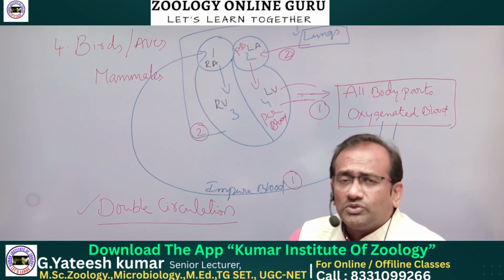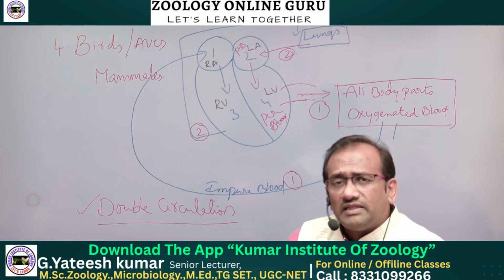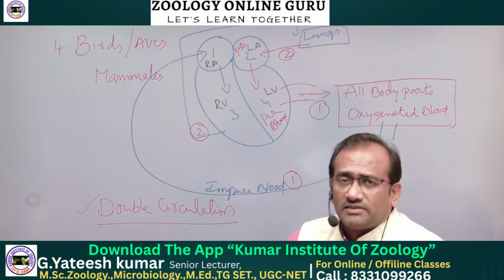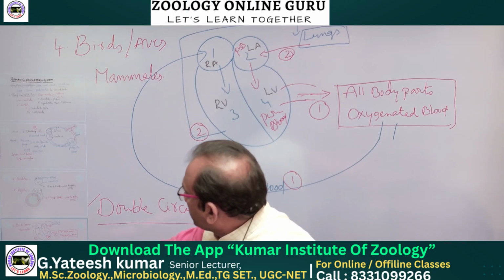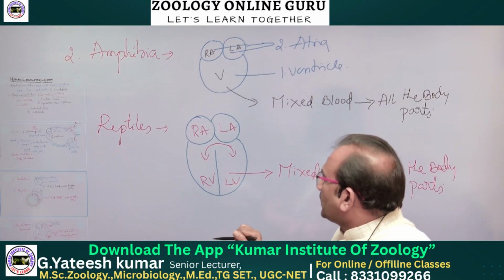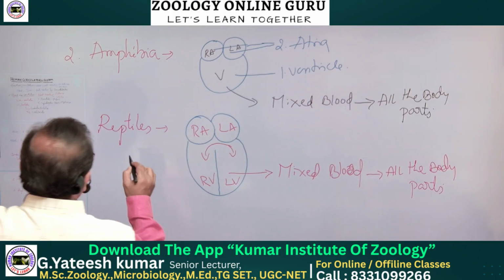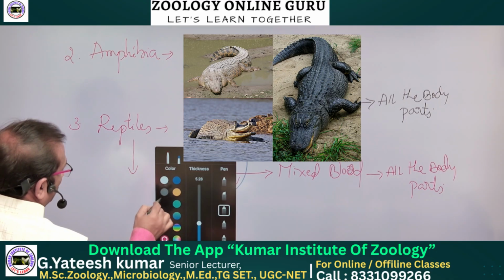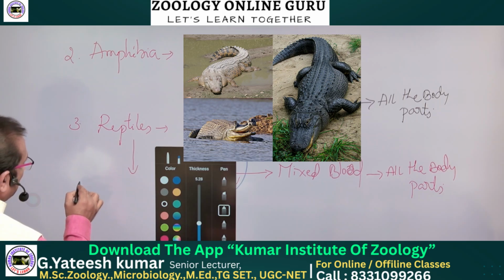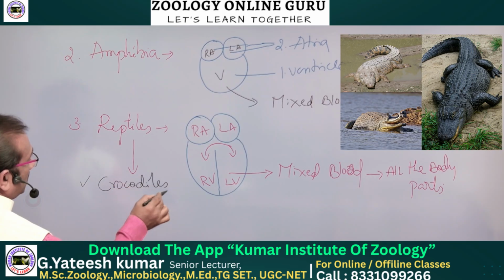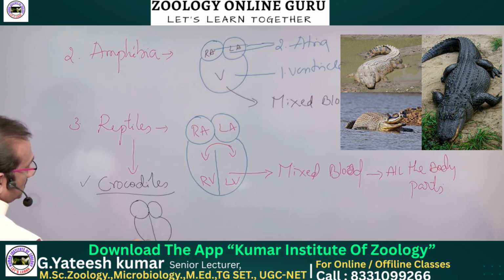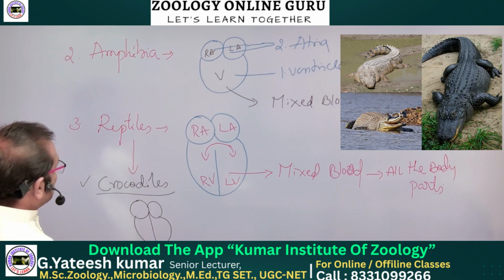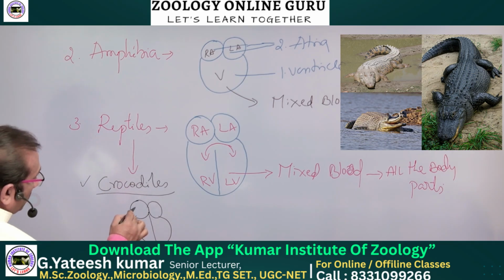And heart in the fish is 2-chambered, in amphibia it is directly 3-chambered. In the reptiles, incompletely divided 4-chambered heart, but one animal in the reptiles has a completely divided 4-chambered heart, most important, crocodiles. Crocodiles have a completely divided 4-chambered heart. This is one of the advanced characters of the reptiles, that is the crocodiles. First, second chamber, third and fourth chambers.